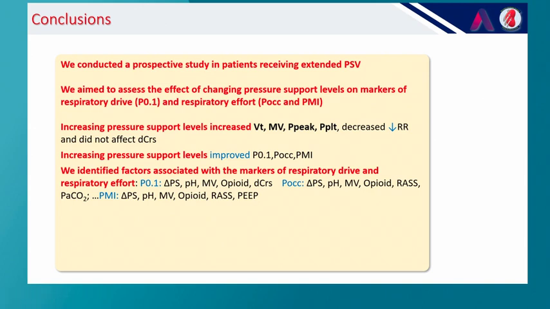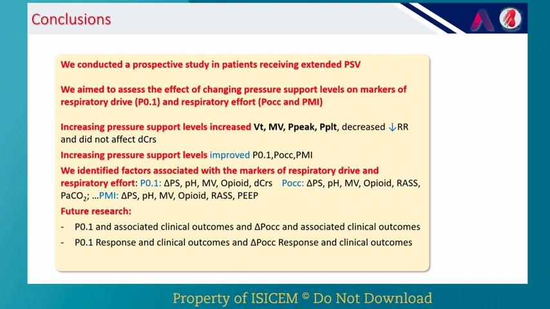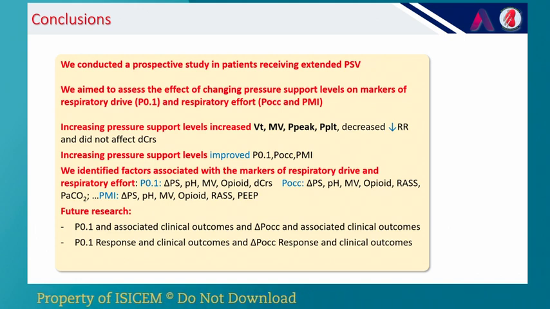We were able to identify factors that are associated with these markers of effort and drive. And now we are focusing on the outcome predictiveness of these changes and responsiveness to identify patients at high risk, where randomization into a trial where pressure support is dedicated to the maintenance of a near physiological P0.1 and near physiological Pocc might be able to modify the course of the clinical outcome compared to usual care.